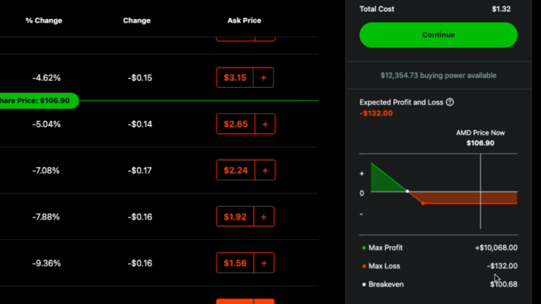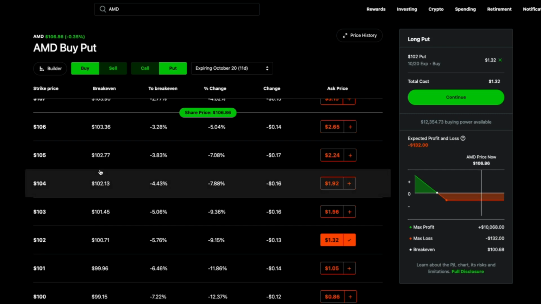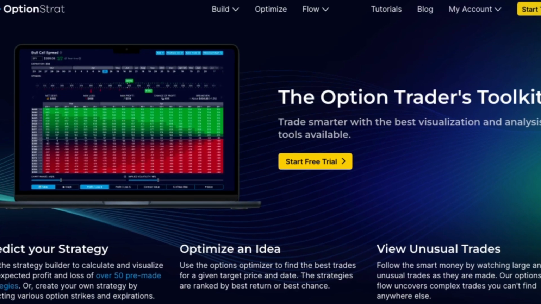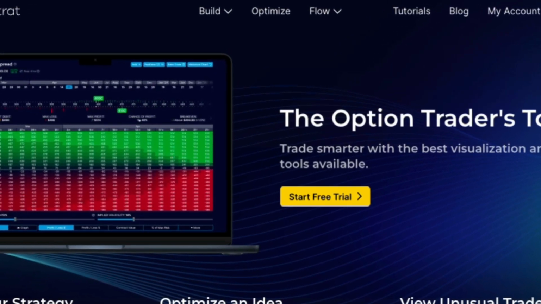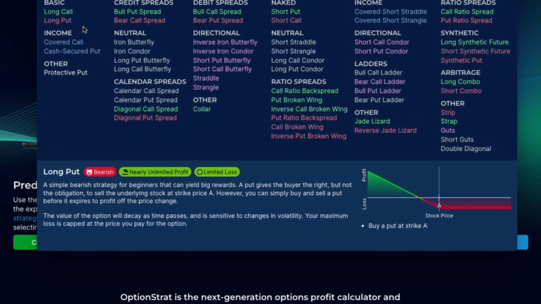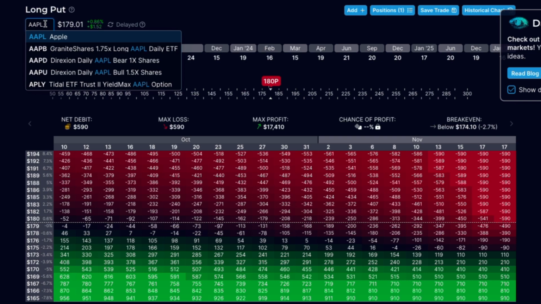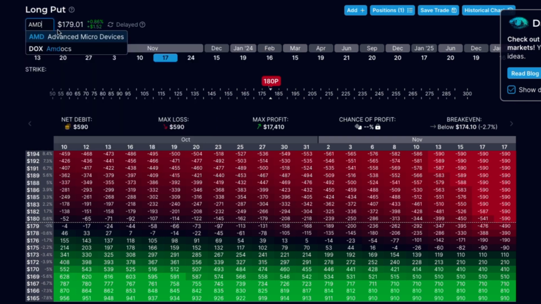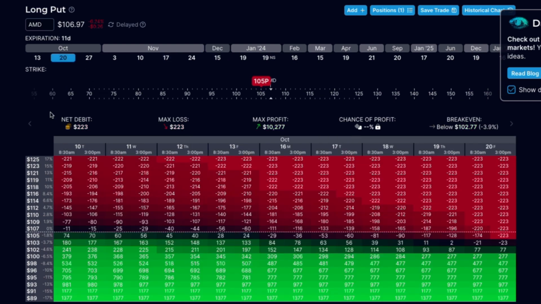As it goes further down, you are going to make a profit. If you want to visualize how much you can make as it goes further down, you can use Option Strat to see a graph for that. If you check here, you can select a long put, which is what we did. You can select AMD here, and you can select whatever we selected there. So we selected October 20th as our expiration date, and we did 102. So this is the graph that comes up.